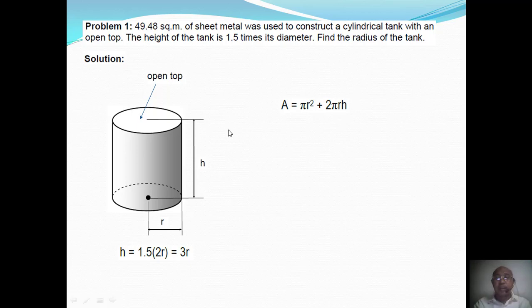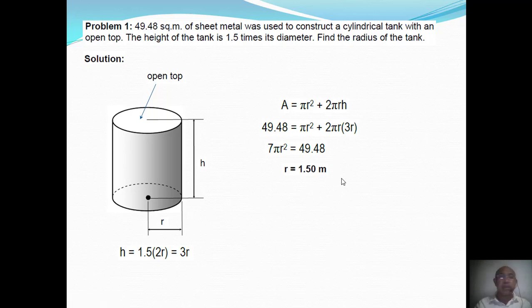Okay? So the total surface area is 49.48 equal to pi r squared plus 2 pi r times h, which is 3r. So the only unknown here is r. Then you can solve for r, that is 1.5 meters.